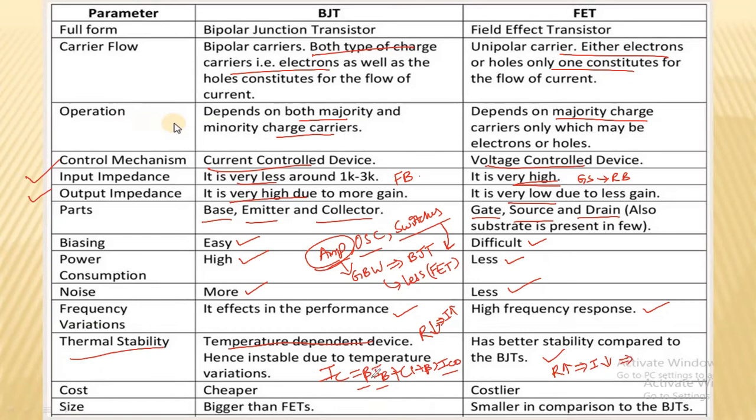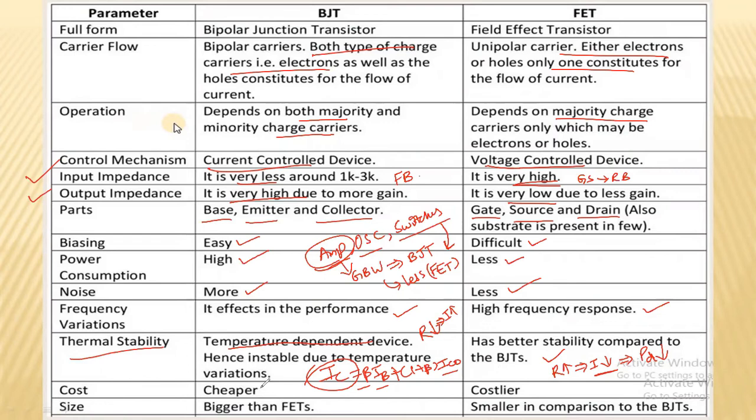For BJT, as temperature increases, resistance decreases, so current increases. As current increases, power dissipation increases, which may damage the transistor. But in case of FET, as temperature increases, resistance also increases, which decreases the current and so decreases the power dissipation. As power dissipation decreases, there is no problem. It can afford more heat. That is why FETs are more stable compared to BJTs.